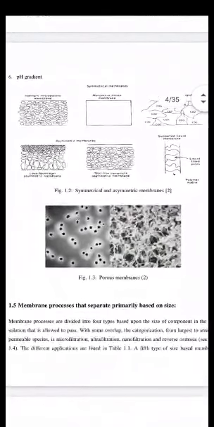As per the diagram, you can see this is the porous membrane. Let me zoom it. These are the symmetrical and asymmetrical membrane types, where we get the pores, through which the separation takes place.